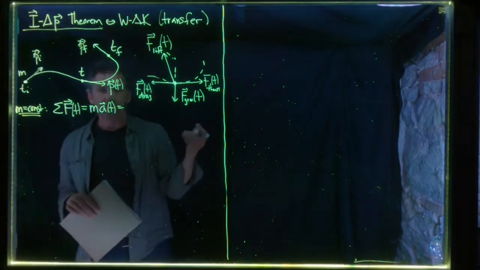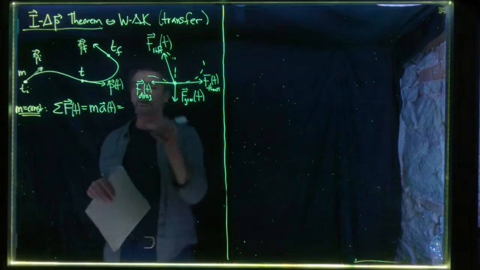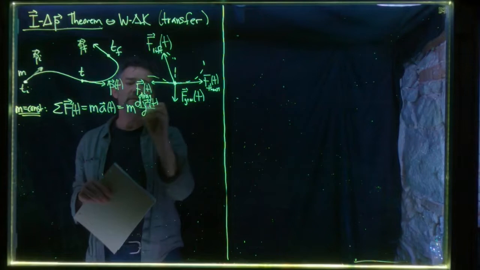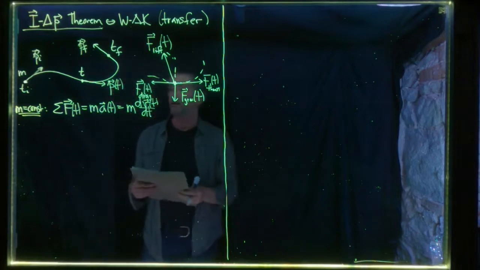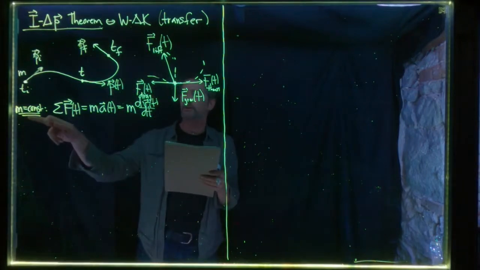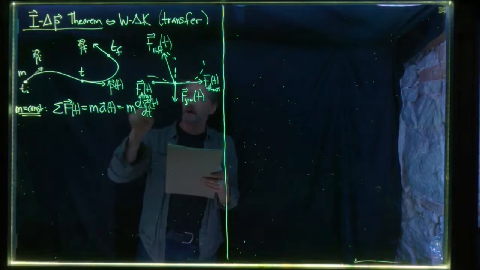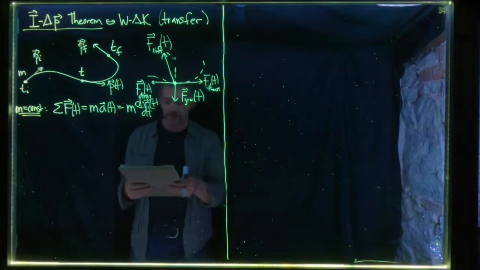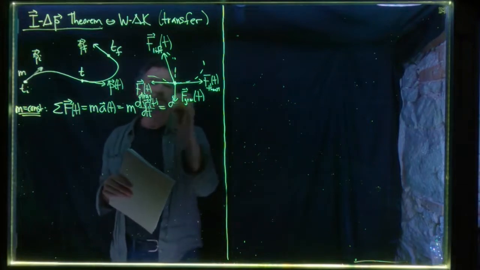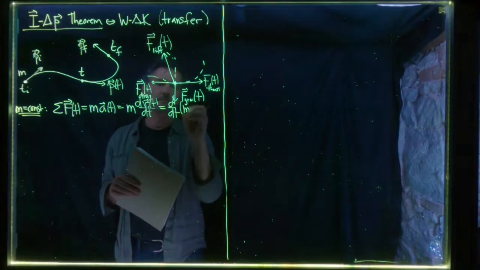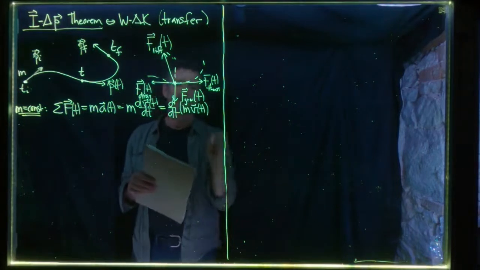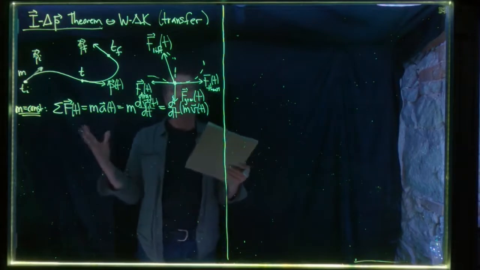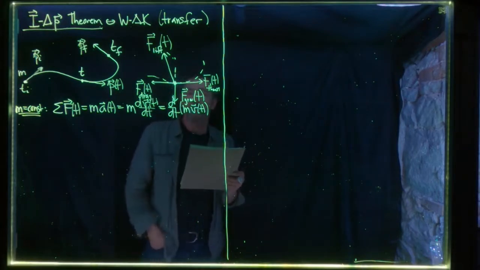And then we know from basic kinematics, what's acceleration? Well, it's the time rate of change of the velocity. So that's mass times dv(t)/dt. And then here's where the assumption that mass is constant comes in. Because the mass is constant, the mass times the time derivative of the velocity is the same thing as the time derivative of the mass times the velocity. But wait a minute, mass times velocity, that's the Newtonian definition of momentum.